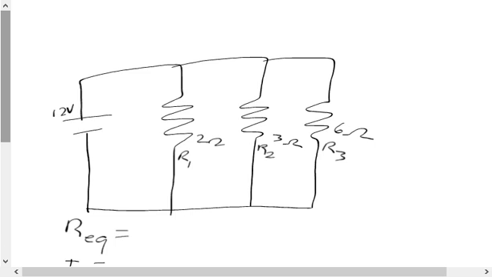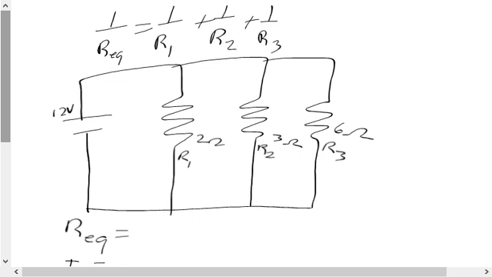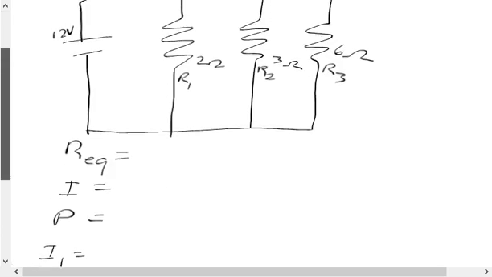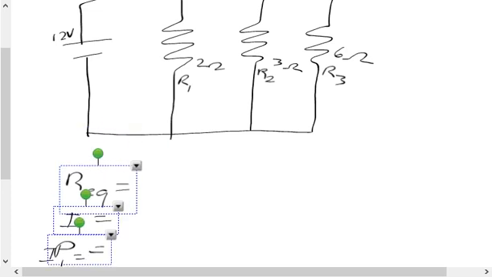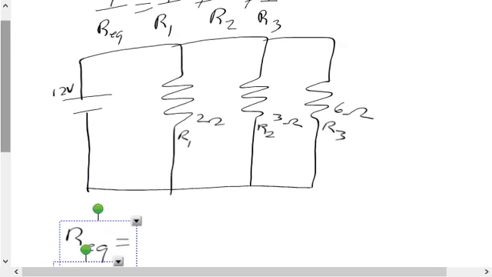So the equivalent resistance works very differently for a parallel circuit. For a parallel circuit, 1 divided by the equivalent resistance is equal to 1 over R1 plus 1 over R2 plus 1 over R3. And so be very careful about your fractions and making sure that you take the reciprocals. All right, let me move this stuff down a little bit so we can have some room to work.